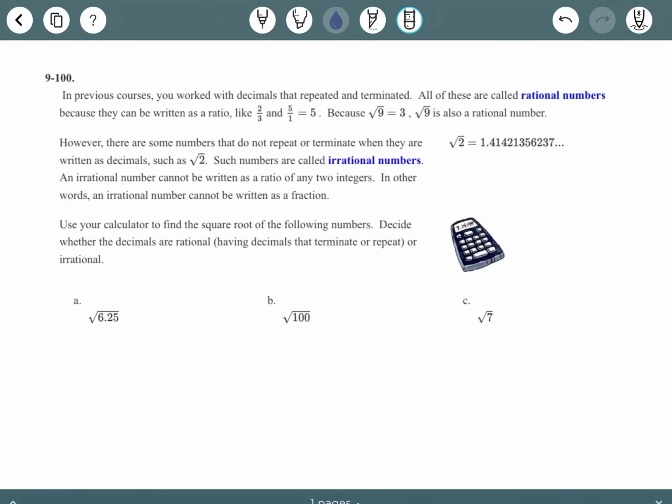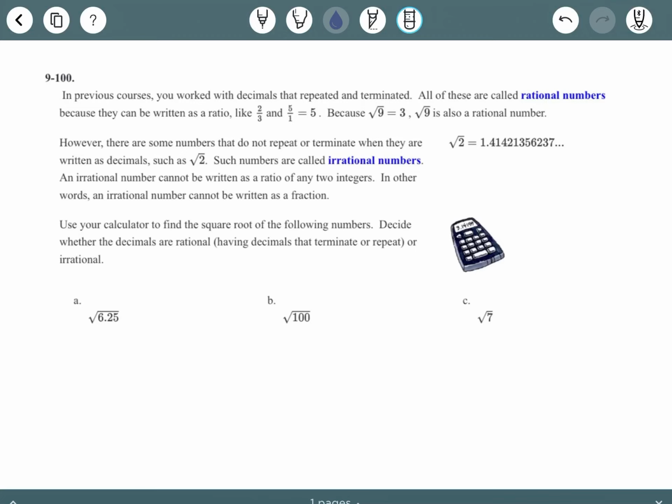Problem 9-100. In previous courses, you worked with decimals that repeated and terminated. All of these are called rational numbers because they can be written as a ratio like 2/3 and 5/1 equals 5. Because the square root of 9 equals 3, the square root of 9 is also a rational number.